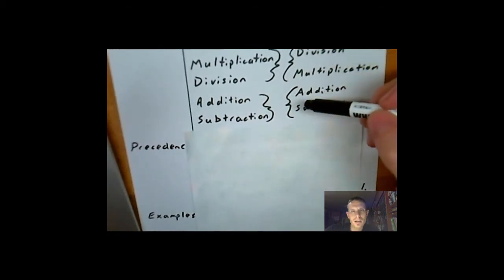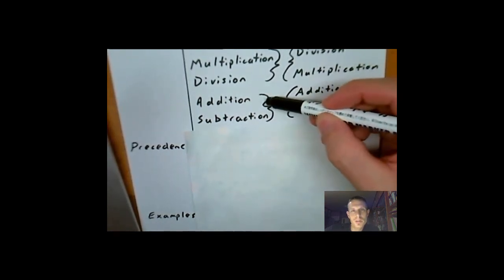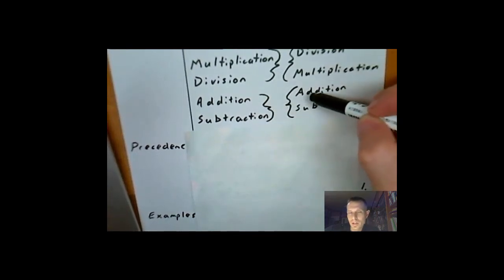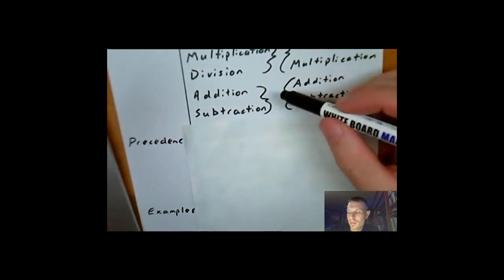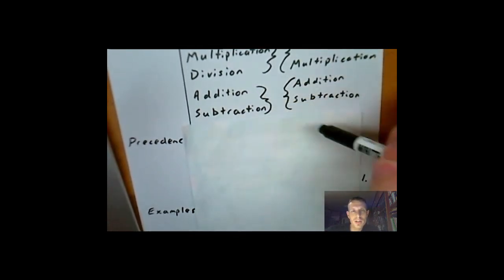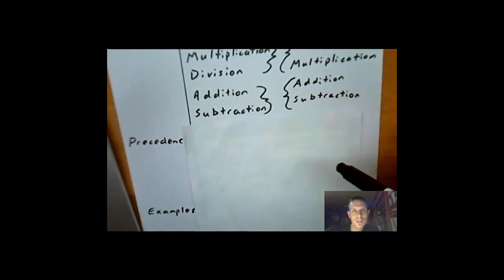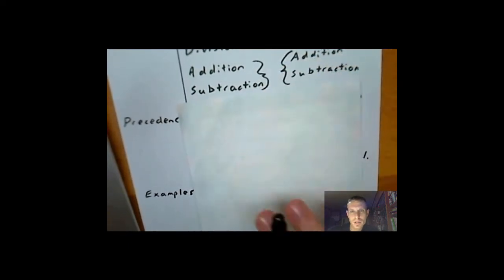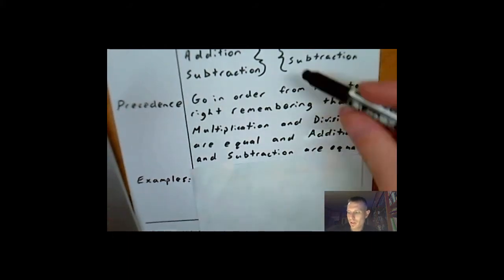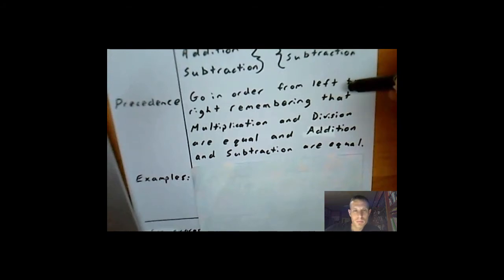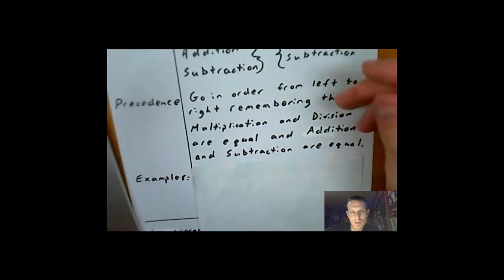And then lastly, you would do all of the addition and subtraction. And again, this could be reversed. It could be subtraction and then addition, because addition and subtraction carry the same weight. They're done last in the order. But if you are working from left to right as you go through the problem, then it's okay to do subtraction and then addition if that's the order that it comes in. And so again, just to review, the precedence that we would do these things in is go in order from left to right, remembering that multiplication and division are equal and addition and subtraction are equal.